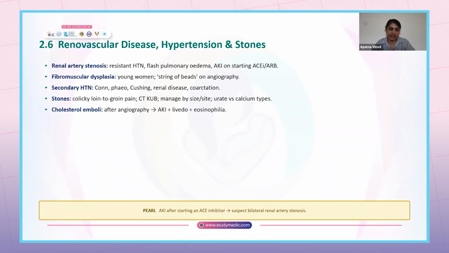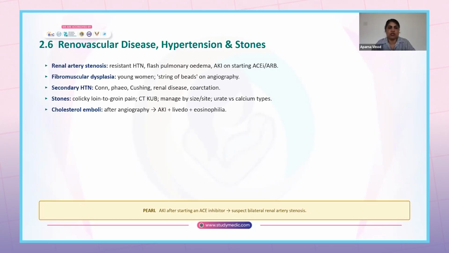Secondary hypertension, the reasons are Conn syndrome, which is primary hyperaldosteronism. Please do not confuse. Conn syndrome is a reason for secondary hypertension, but it is primary hyperaldosteronism. Pheochromocytoma, Cushing's disease, renal disease, coarctation of aorta, all this will lead to secondary hypertension.